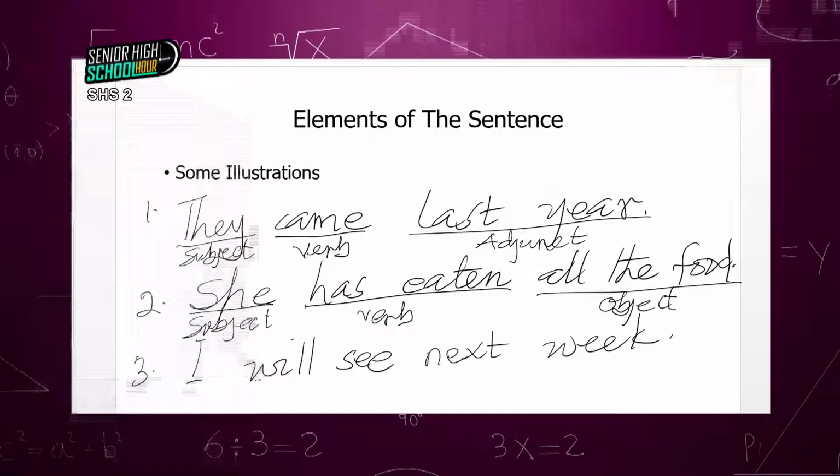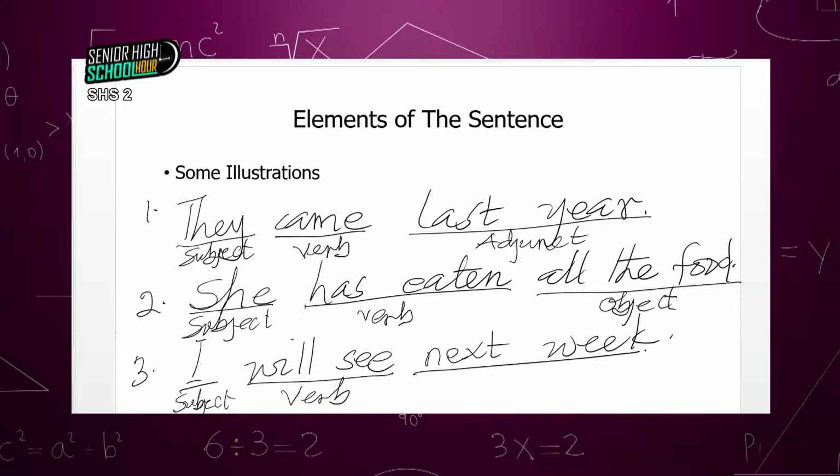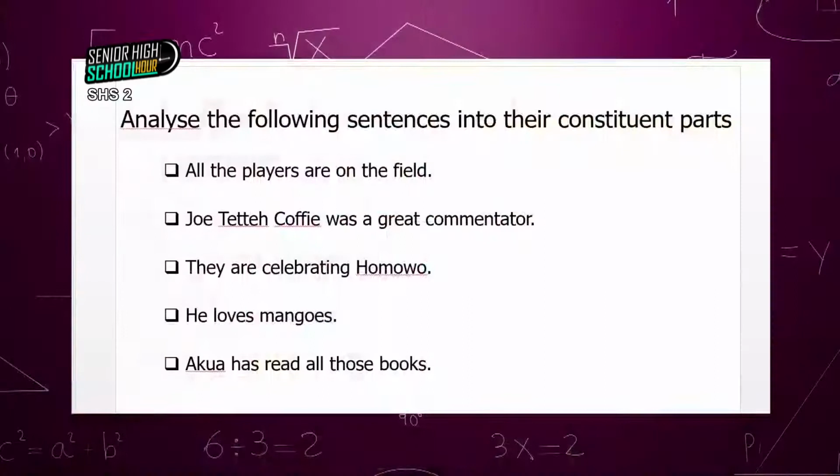Let's go to the next one. We'll see. That's our verb. I becomes our subject. Next week, what question? Time. So that is an adjunct. Good. So we have done well enough in this regard. You have to do something for me. So these are some sentences I have here for you. Your job is to analyze them into their constituent parts. Then I will know that you have really understood what we are trying to do here. So do this quickly for me.